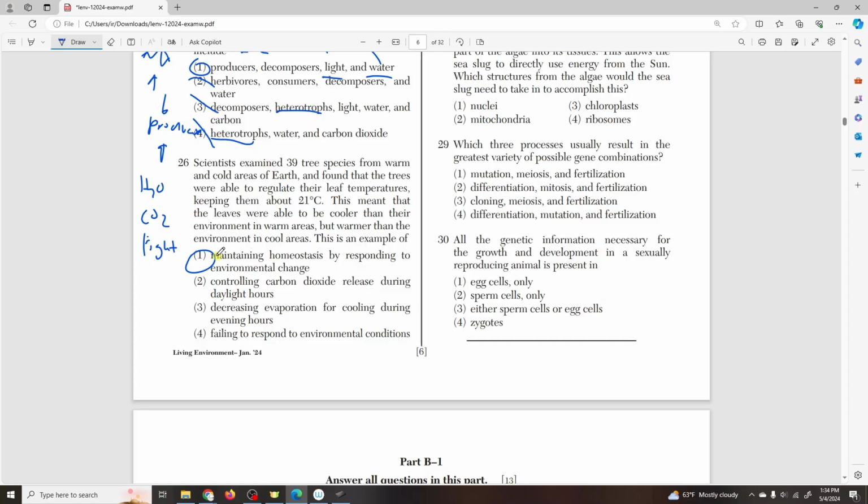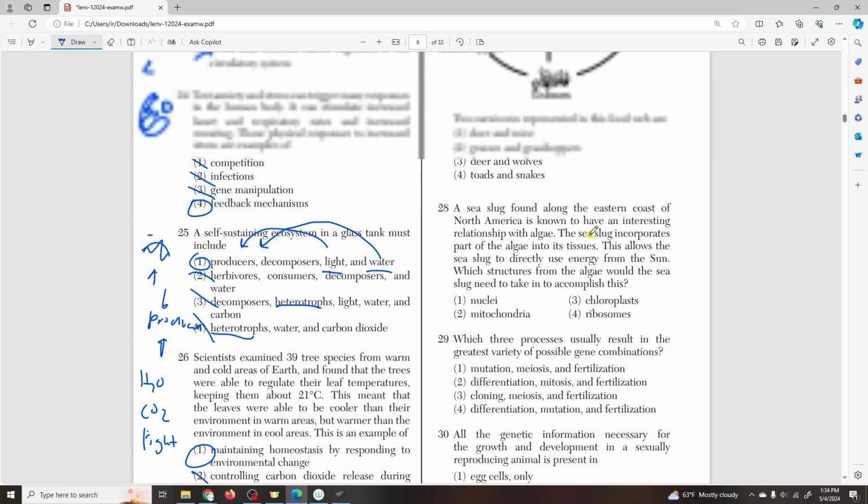Things are colder at night and warmer during the day, so you need to cool off your leaves during the day and warm them up during night, right? Failing to respond to environmental conditions, that's the opposite, right? They're able to regulate themselves to 21 degrees Celsius. They're not decreasing evaporation for cooling during evening hours because they're also increasing. This has nothing to do with evaporation. What this has to do with is the fact that you're maintaining temperature. Number two says controlling carbon dioxide release during daylight hours. That's also false because this has nothing to do with temperature.